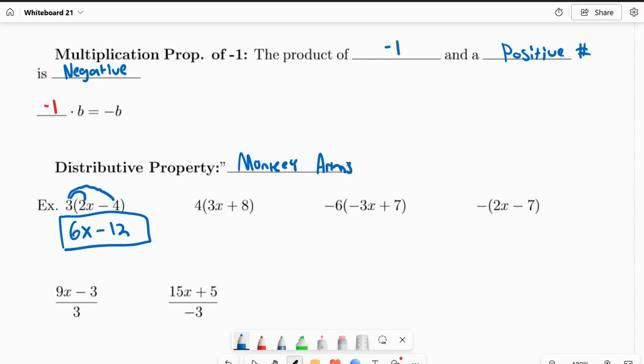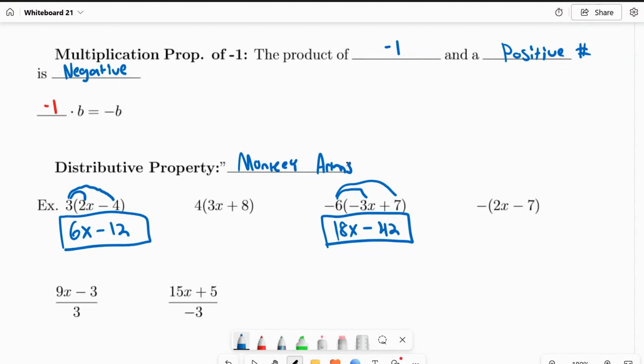Okay, we'll do the next example as well. Actually, we'll skip one to do a negative example. We'll do the other two in class. So I have -6 times my parentheses. So I'm going to use my distributive property to multiply in my -6. I've got -6 times -3. Negative times negative gives me a positive. So that will be 18x. And then I've got -6 times +7, which is -42.